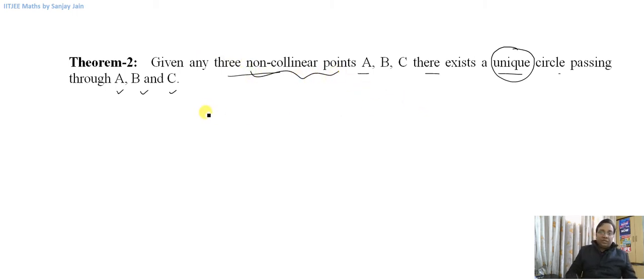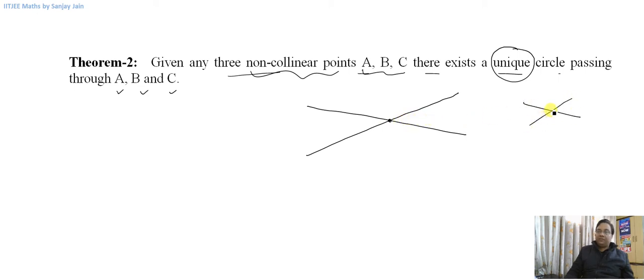So we need to understand two things before proving or understanding this theorem. The first thing is that two distinct lines can intersect at maximum 1 point, right? If I've got any two distinct lines, these can intersect at maximum 1 point. If they intersect at more than 1 point, then these lines have to be coincident lines, right? But these cannot be distinct. I am talking about two distinct lines. They can intersect at maximum 1 point.